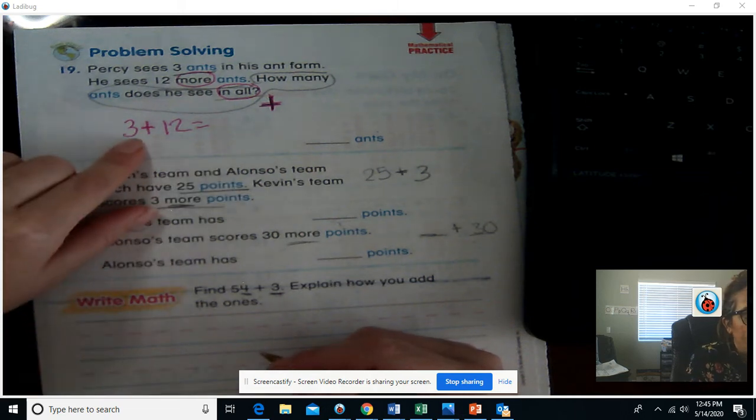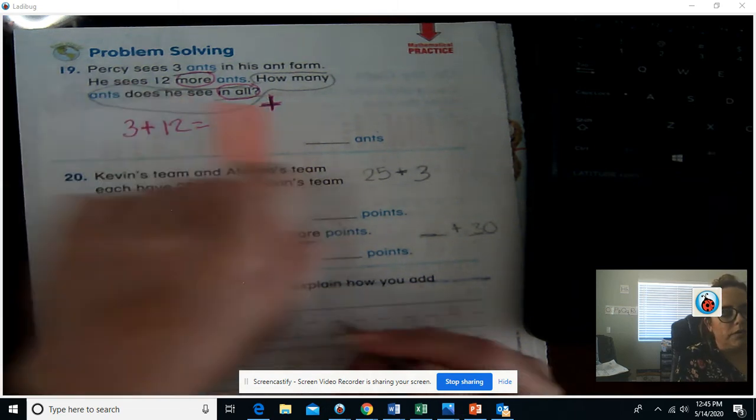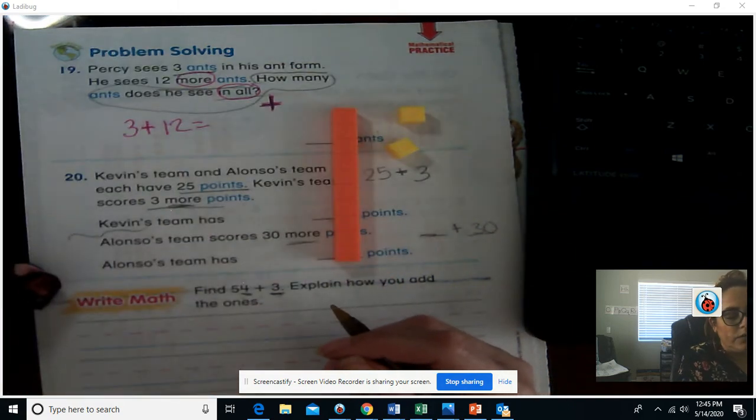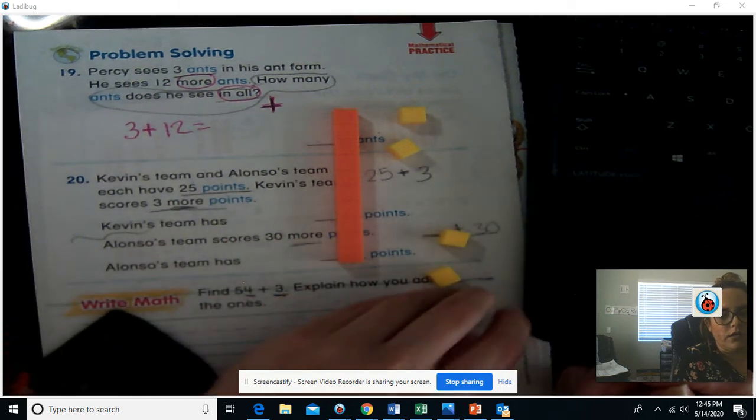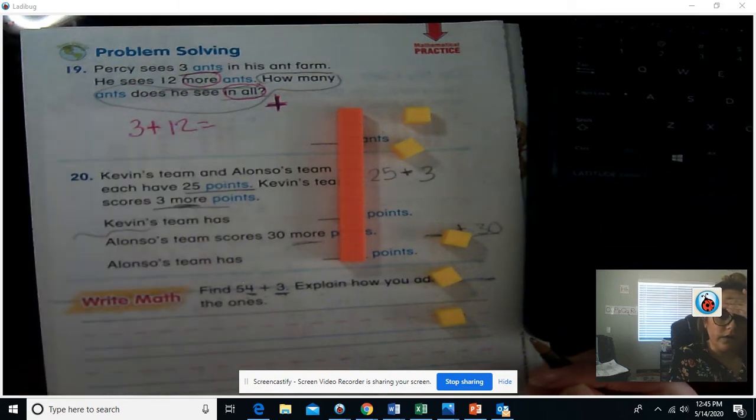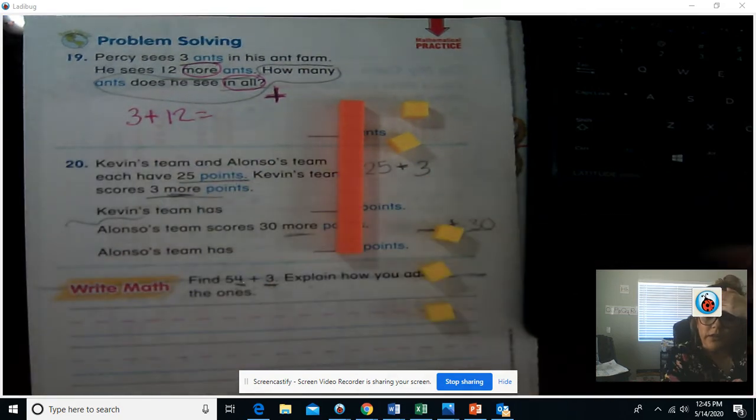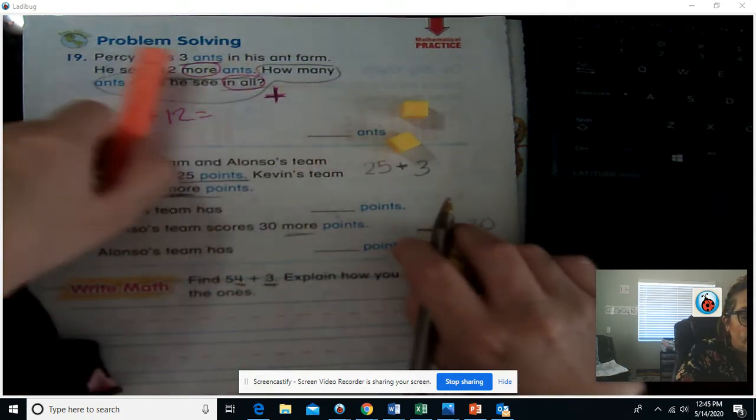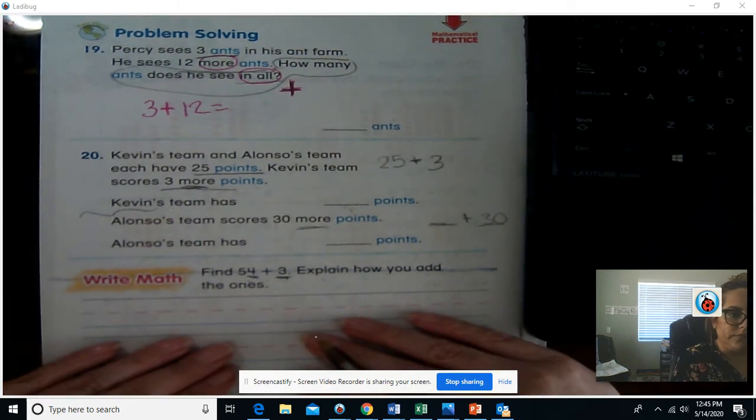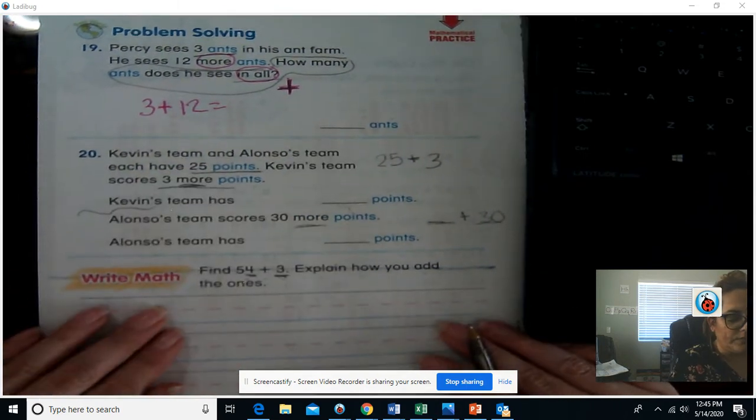You can count on. You can use your manipulatives, 12 plus 3 more. Or you can put the bigger number in your head, 12, and put up 3 fingers because you're going to add 3. Start at 12, 13, 14, 15. Right? So how many ants did he see in all? Go ahead and put your answer.